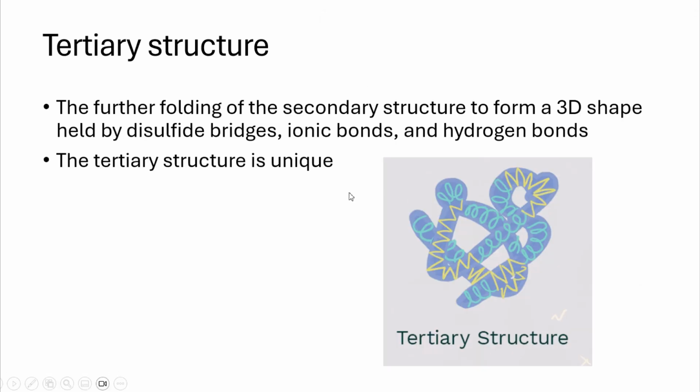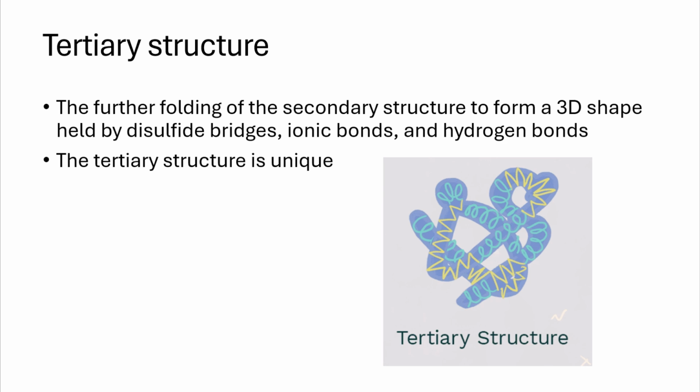Alright, cool. Tertiary structure here. The tertiary structure is just the further folding of the secondary structure to form a 3D shape. This now has disulfide bridges, ionic bonds, and hydrogen bonds. You need to memorize that the tertiary structure has these three things. For the secondary structure it was just hydrogen bonds. This one has ionic bonds, hydrogen bonds, and disulfide bridges.